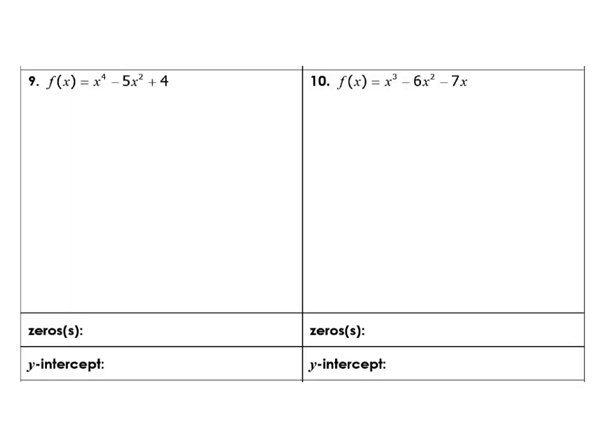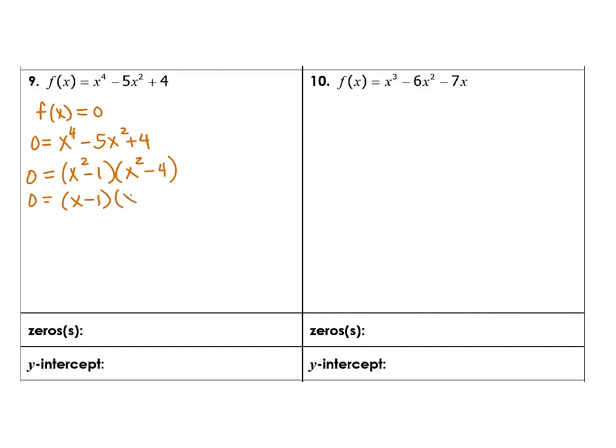Right, continuing on, again, we've got several different problems here. So again, starting off to find our zeros, that means that we're going to let f of x equal 0. And when we do that, we have 0 equals x to the 4th minus 5x squared plus 4. And again, we are back to doing some factoring. It looks like we're going to have x squared minus 1 times x squared minus 4. And then that's going to factor again.